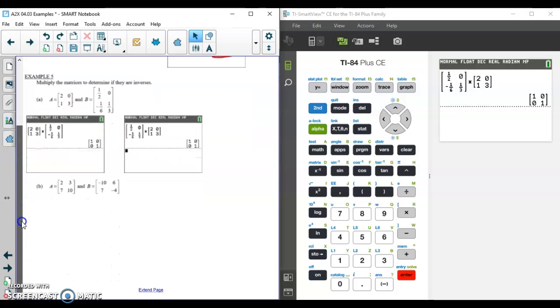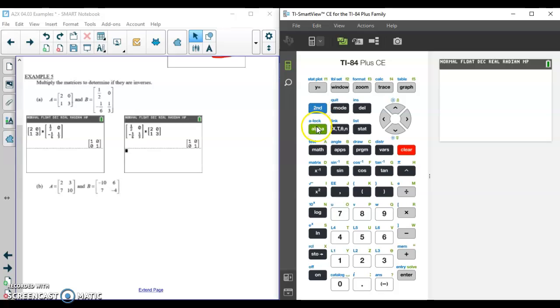So let's go down to B and try the same thing now. So we'll clear this, and first we're going to multiply A times B. Again, it's a 2 by 2 matrix. So we have 2, 3, 7, and 10. We're multiplying that by another 2 by 2 matrix. So let's tell the dimensions, and then we have here negative 10 and 6, and then 7, and then here negative 4. And then when we multiply it, we get that matrix.